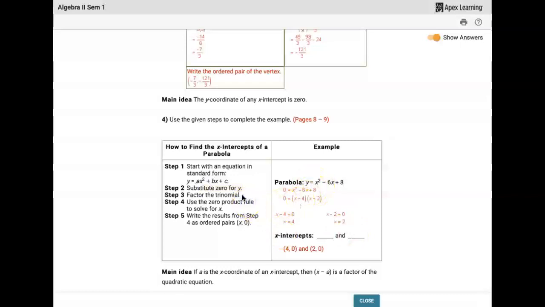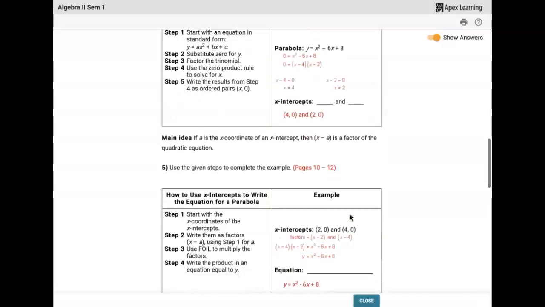Then we factor the trinomial. In the example right there, we factor it using the numerous methods that we know. We use the zero product rule to solve for x. So I set this one equal to 0, this next one equal to 0, solve, and I get x. Then I write my x answers as coordinate pairs. So this one would be 4, 0 and 2, 0.